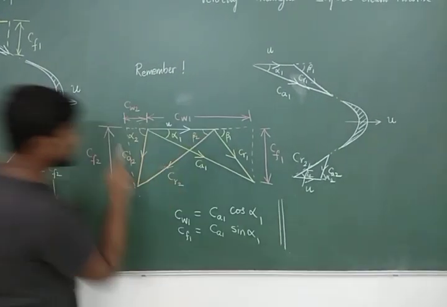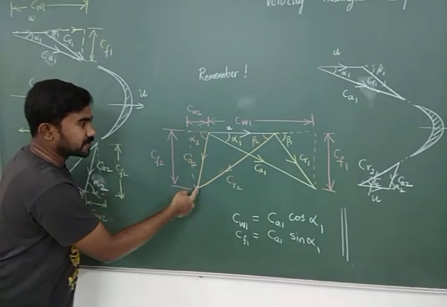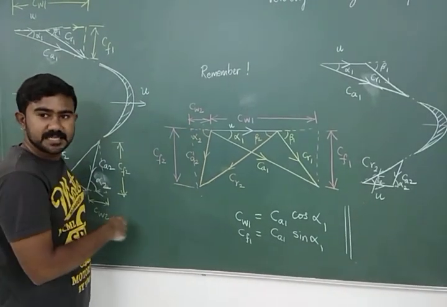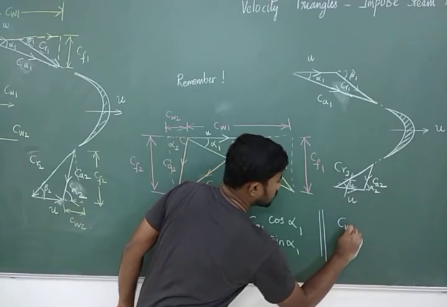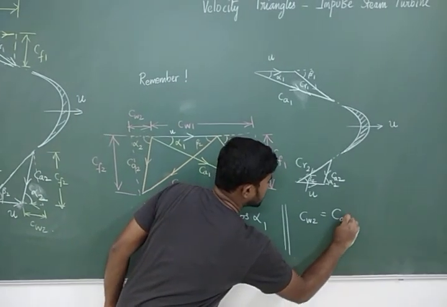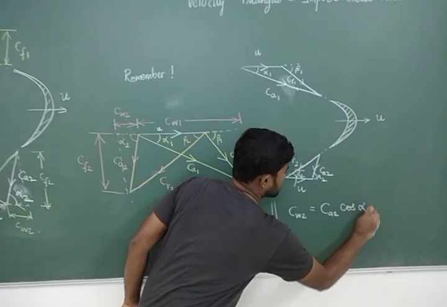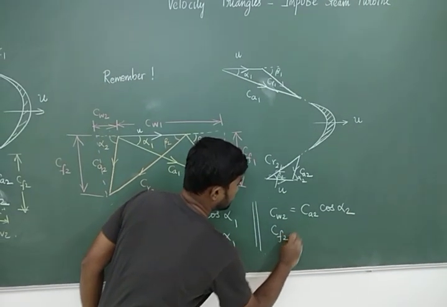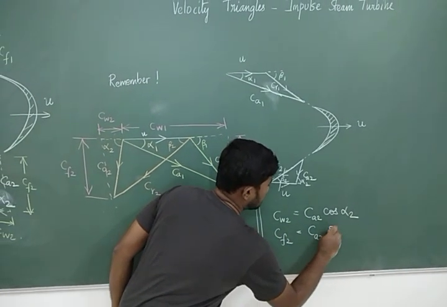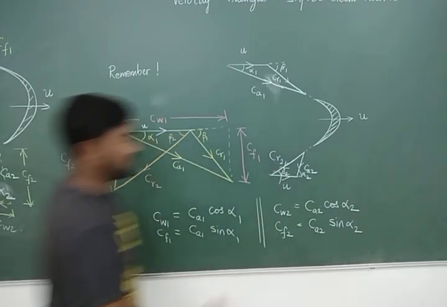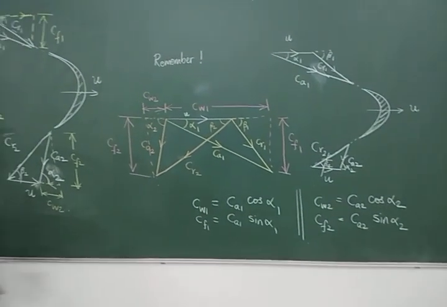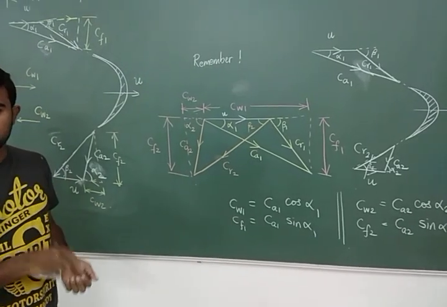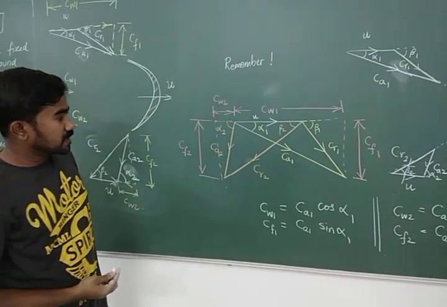Similarly, for the exit velocity triangle, CA2 has a horizontal component of CW2 and this is inclined at alpha 2. So, CW2 will be CA2 cos alpha 2 and CF2 will be CA2 sin alpha 2. Are you with me? So, these are the relations that you have to remember from the velocity triangles.